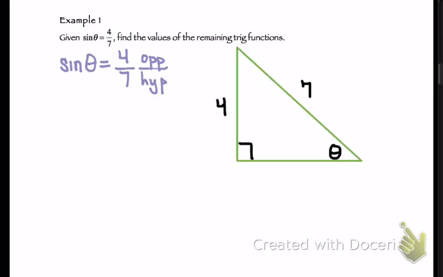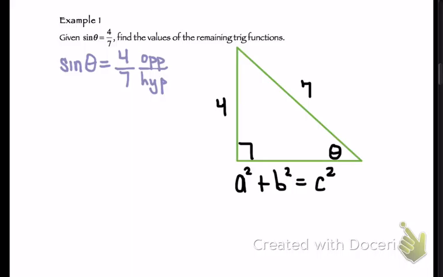So what I'm going to do is draw my triangle. I'm going to label theta down there. I could have, if I wanted to, put theta up here. It will not matter. So I have my triangle. Theta is there. 4 I put in the opposite. 7 I put in the hypotenuse. So obviously the only thing I need to figure out is the adjacent side. How do I figure out the adjacent side?